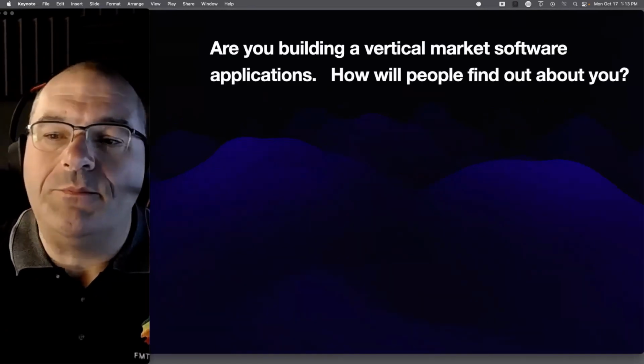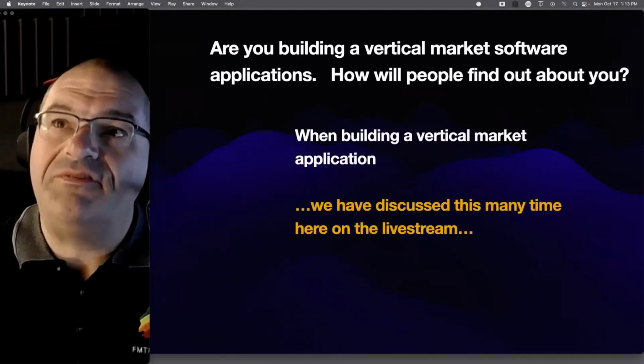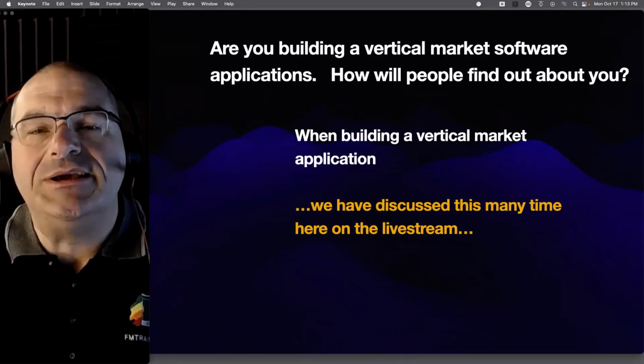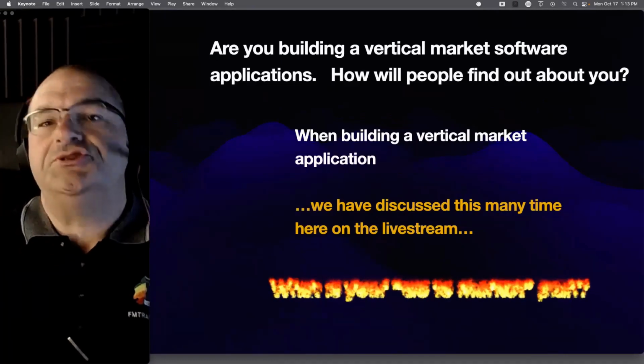But I know a lot of you here are building vertical market applications, or have thought about doing it. I've spent probably about one day every 7 or 8 months talking about the things you need to consider as you build a vertical market application. And the biggest one is, what is your go-to market strategy?